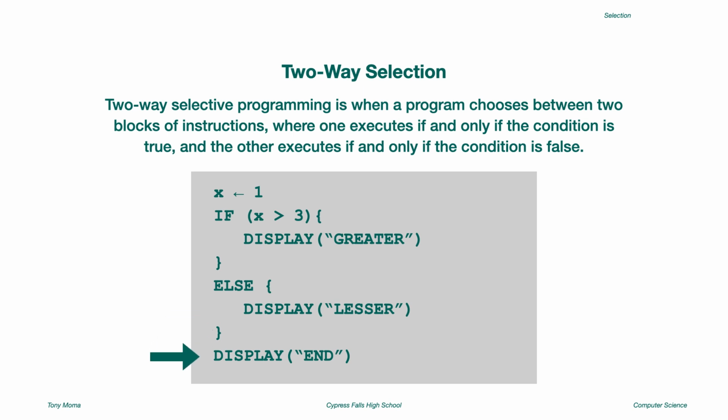then we go on to the next line, display end. Once again, the last line, display end, got executed regardless of whether or not the condition was true or false because it did not belong to either the if block or the else block. It was not a conditional statement, it was a sequential statement.